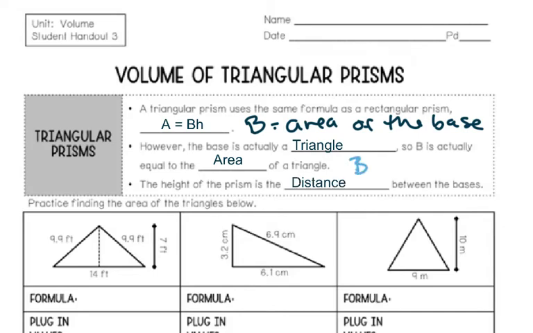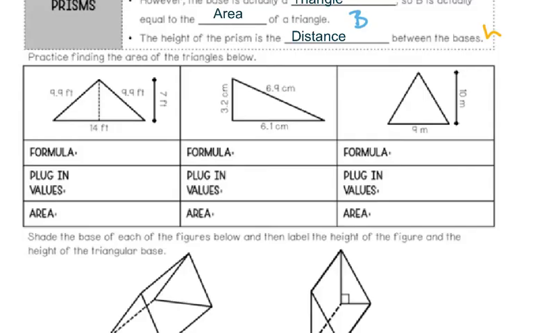That's going to end up giving us big B, or area of the base, and then the height of the prism is the distance between the bases, and that is how we're going to get our height, which is little h. Again, we have to review how to find the area of a triangle, and we have a formula, and that is base times height divided by 2.